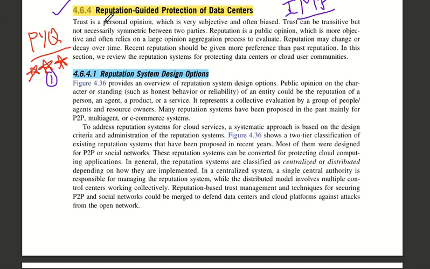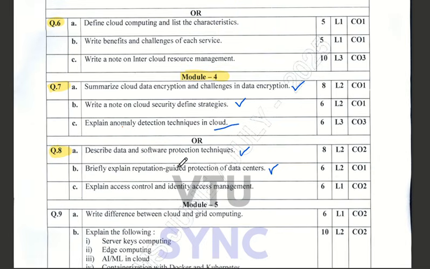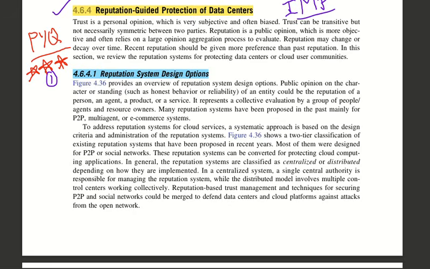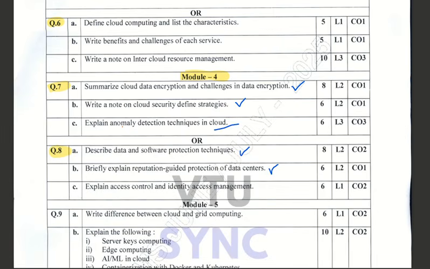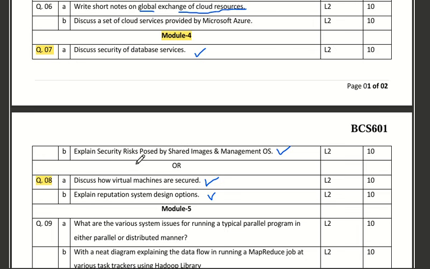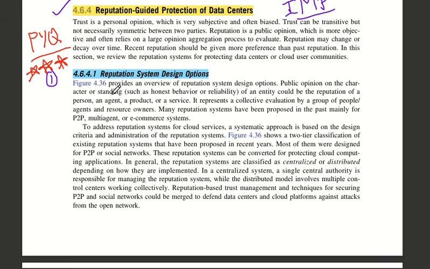And the next concept is reputation-guided protection of a data center. See, this is also an important concept because this question is there: explain reputation system and the design options. It's there in the model question paper. For that question, you need to explain reputation system design options.